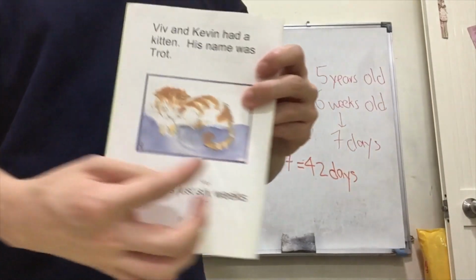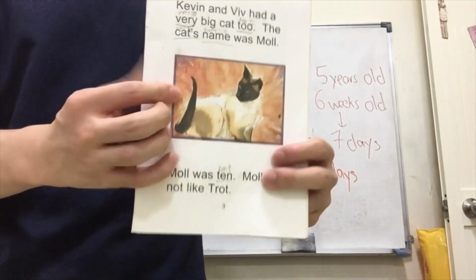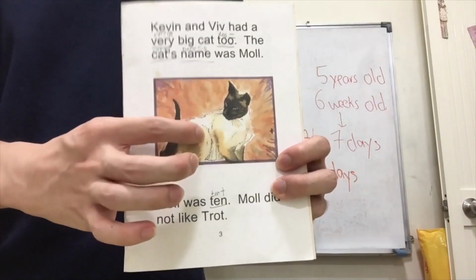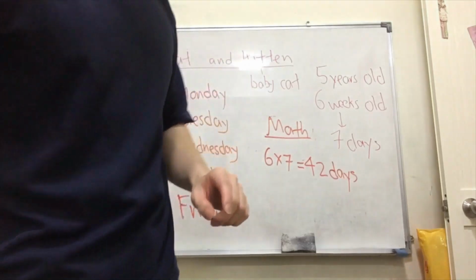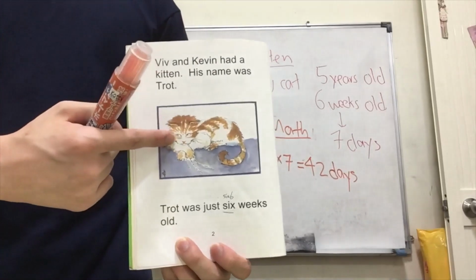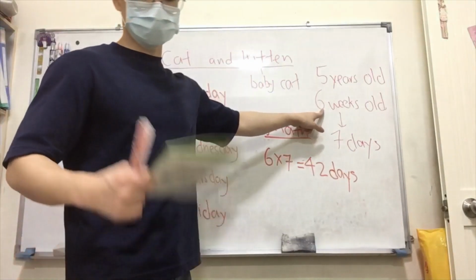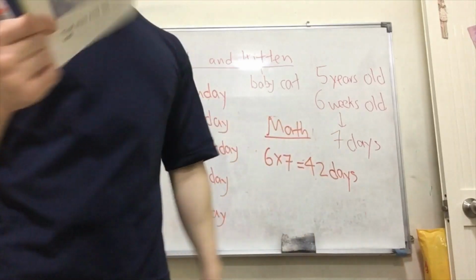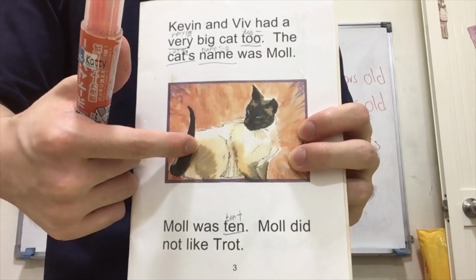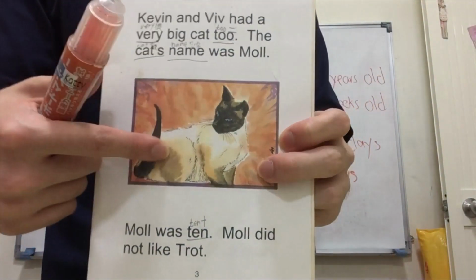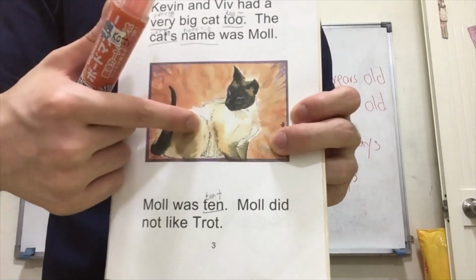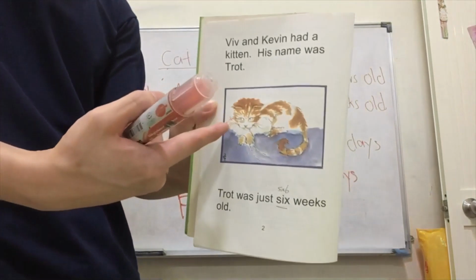Alright? So now they have a kitten. They also have a cat. They have a kitten and a cat. The cat is 10 years old. Well, the kitten is 6 weeks old. Alright? But Trot. Okay, the name of this cat is Moll, M-O-L-L. So Moll did not like Trot. Okay?